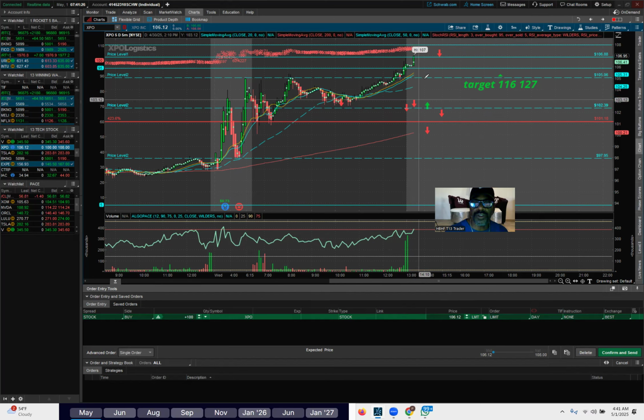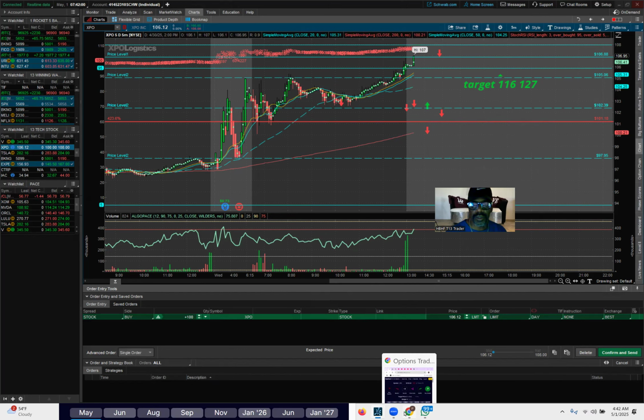If it drops to these support levels, every time it drops down, it's going to retest this high. If it holds support, off this support, and continues to go up during pre-market hours, we're looking at our target prices, 127 and up.